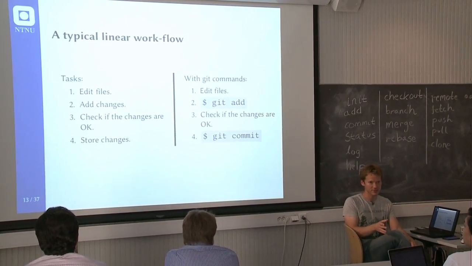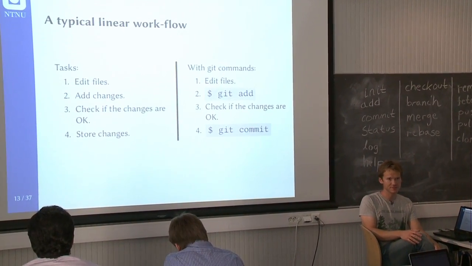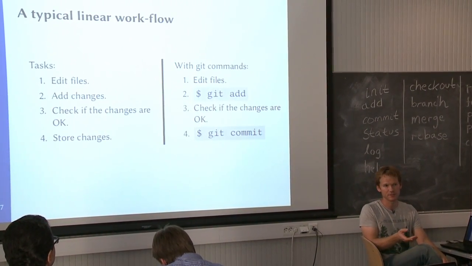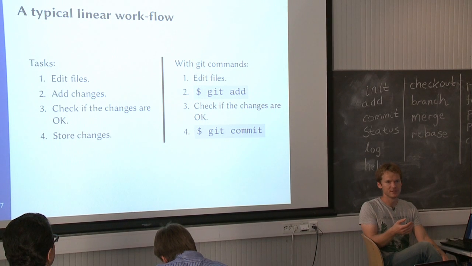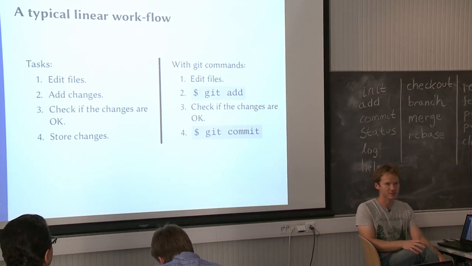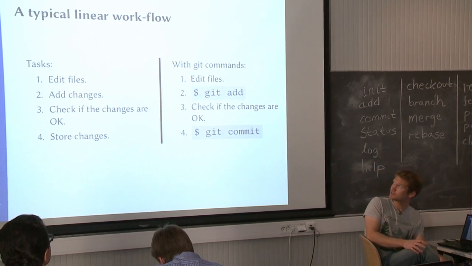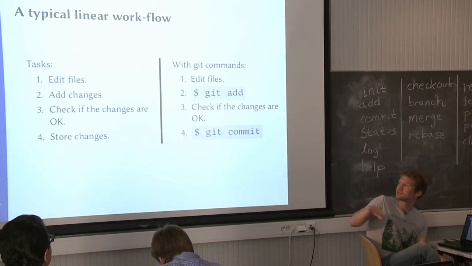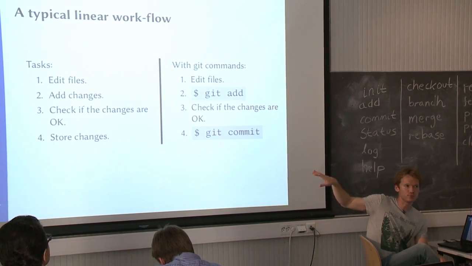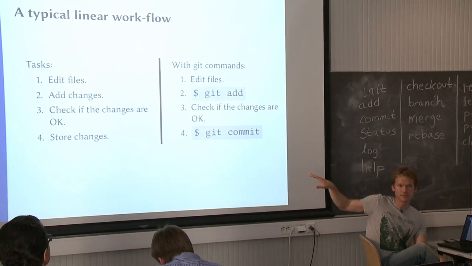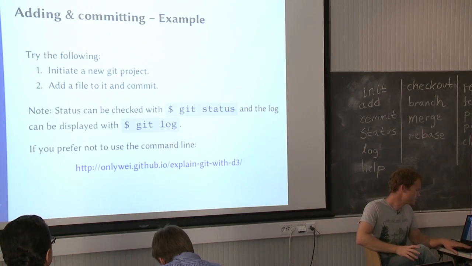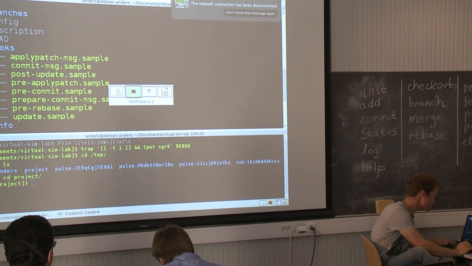We will do some work, we will add the changes, and we will check if the changes are okay. That could be, if you work on a program, you want to see that your program is still running, and then you store the changes. Storing changes is done in Git words with git commit. Here you see I have separated out the add and commit, saying that I do slightly different things. I will explain this in more detail in a few slides, but first I will just show you what it looks like when I do it now.